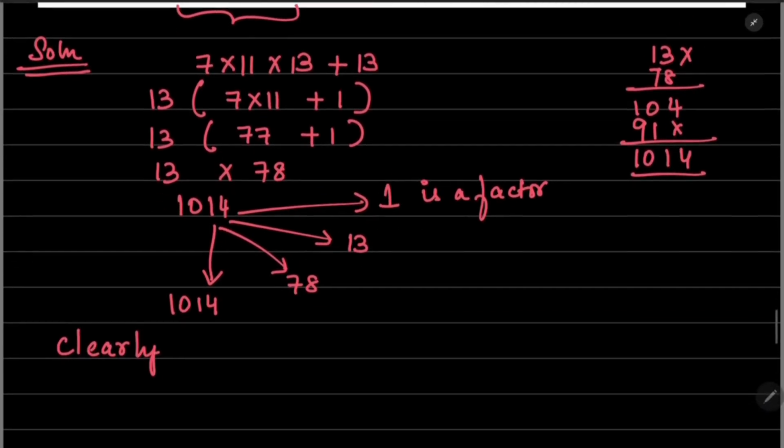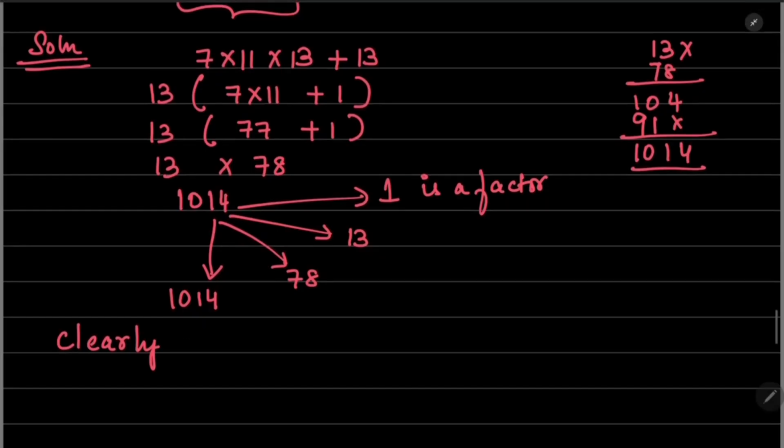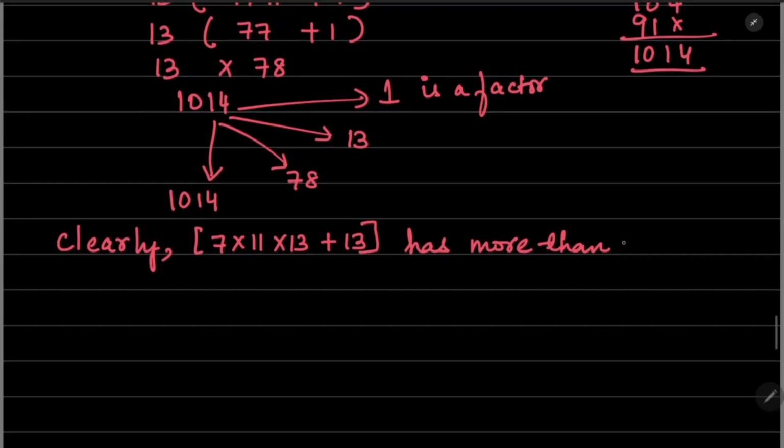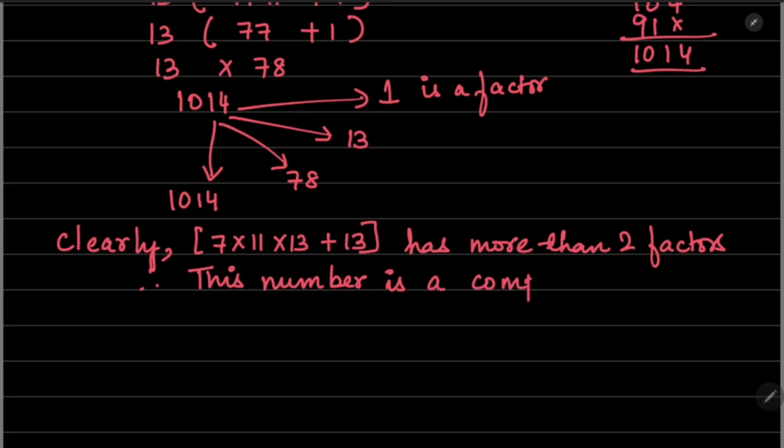clearly you can write that 7 multiplied by 11 multiplied by 13 plus 13, this expression, has more than 2 factors. Therefore, this number is a composite number. Okay.